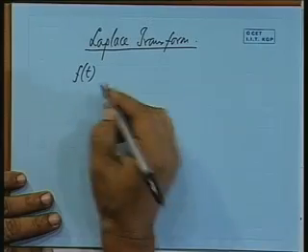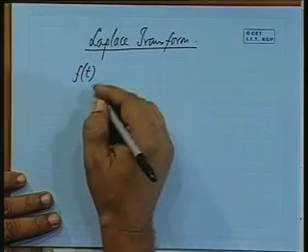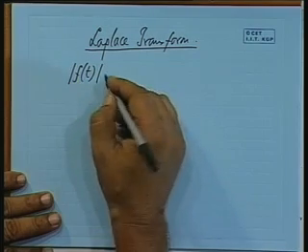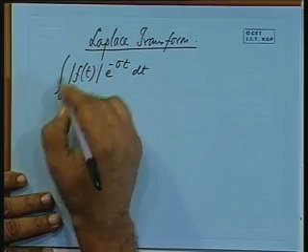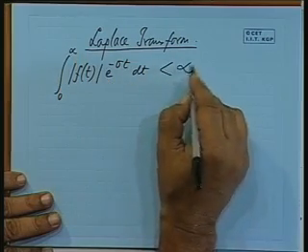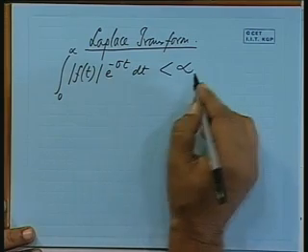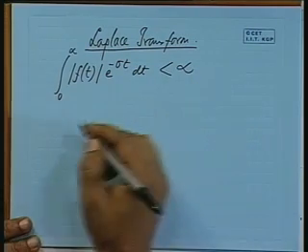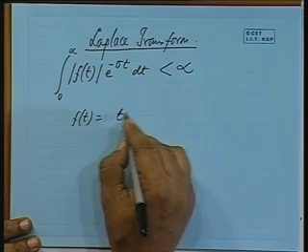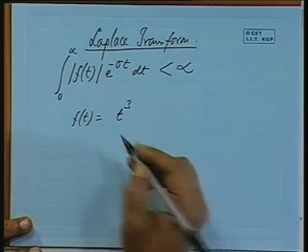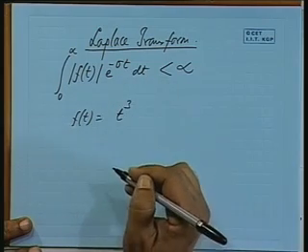Before we go to the set of other properties, I would like to mention that a function f(t) is Laplace transformable if the integral of the modulus of f(t) e to the power minus sigma t dt from 0 to infinity is a finite quantity, that is, it is less than infinity. Now, if you have a function say f(t) equal to t squared or t cubed, will this property hold good for this f(t)?